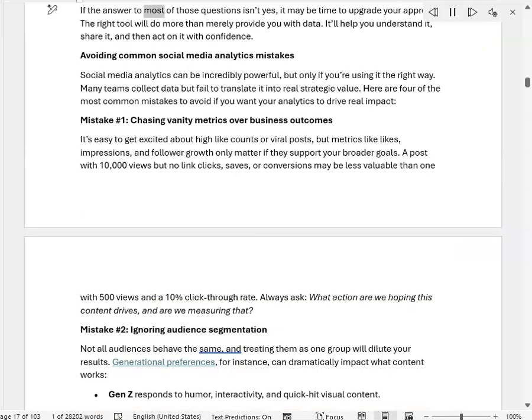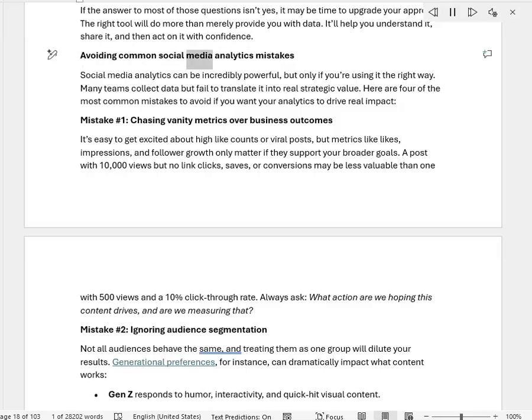If the answer to most of those questions isn't yes, it may be time to upgrade your approach. The right tool will do more than merely provide you with data. It'll help you understand it, share it, and then act on it with confidence.